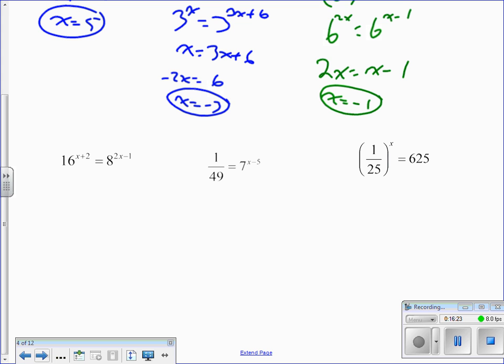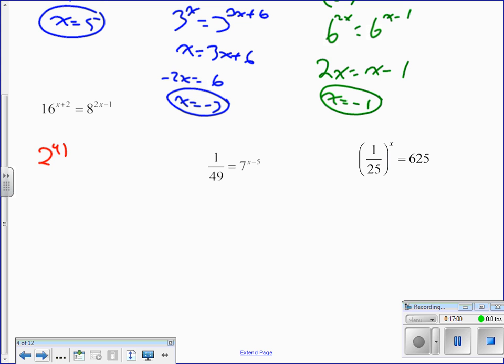Okay, this one. This one's a little hairy. Can I write 16 as 8 to some power? 8 squared is 64, not 16. So I can't write 16 as 8 to some power. Is there a number that I can write 8 and 16 as a power of? 2. I can rewrite 16 as 2 to the 4th.